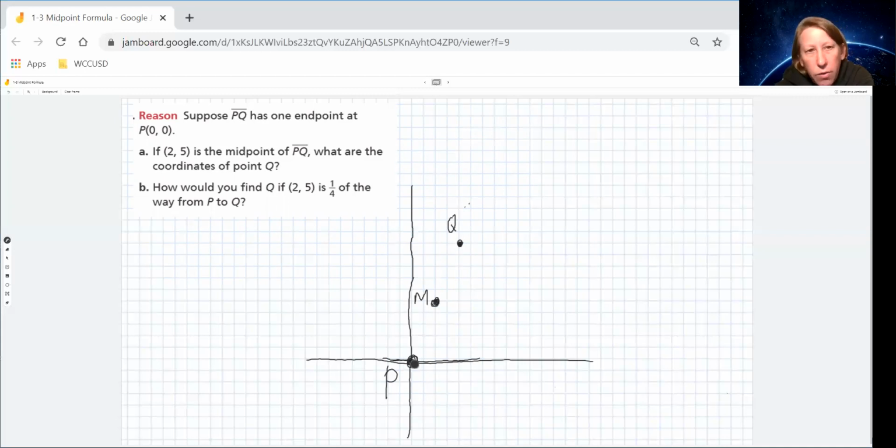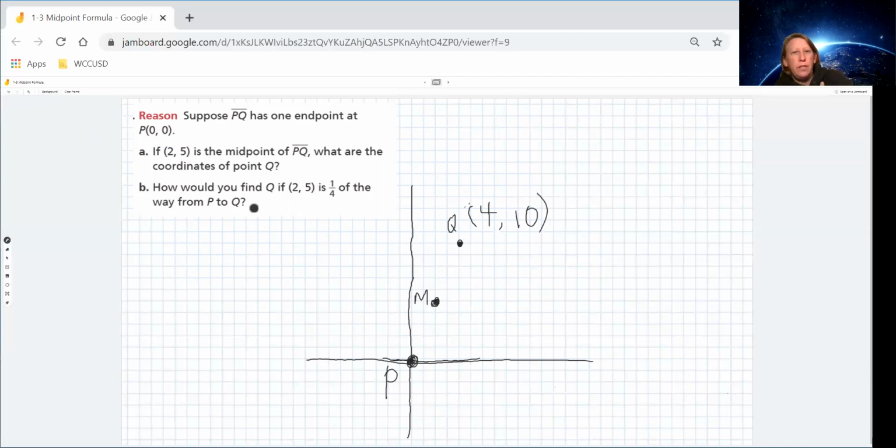So another way to think about it is that we had to double it. Since point P was at the origin, we could just go 2 doubled is 4. And we can go 5 doubled is 10. Oops. Let's write 5 there. Oh, that's too messy for me. 10.